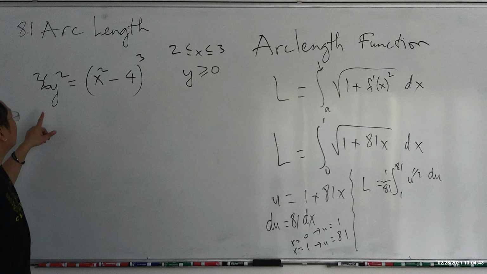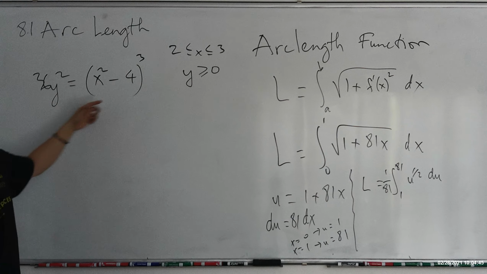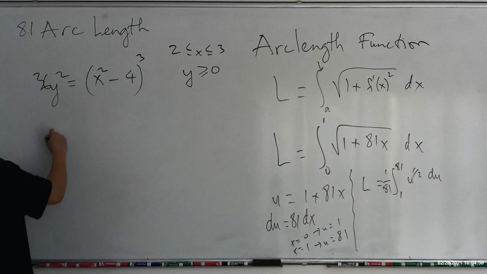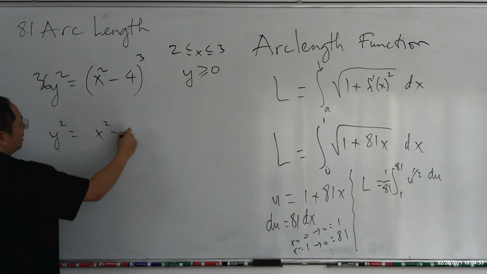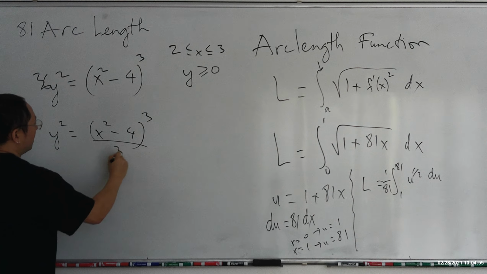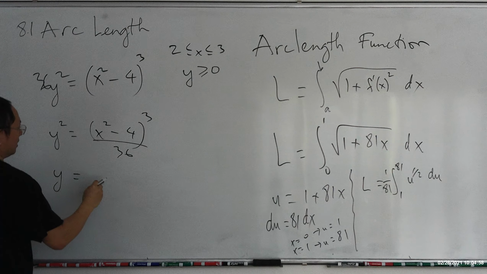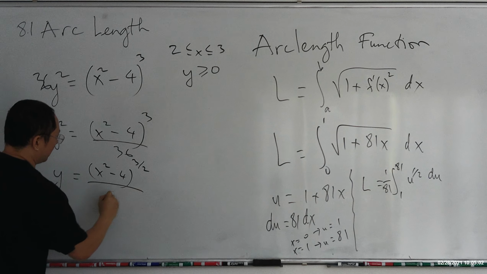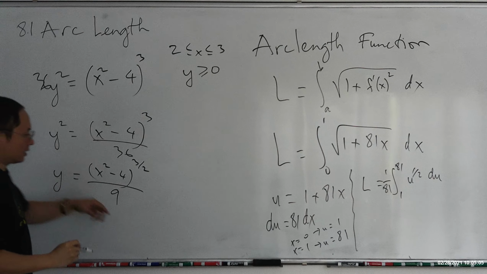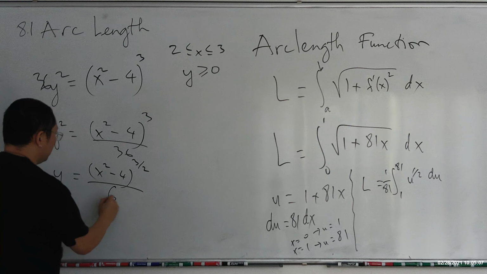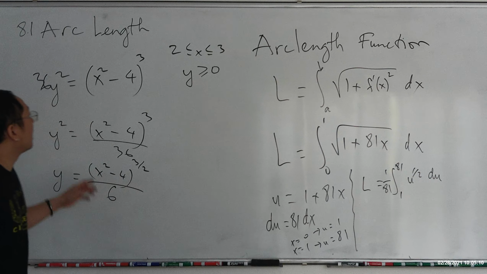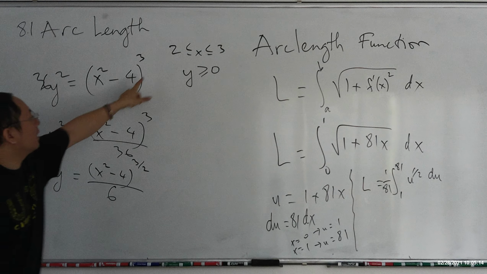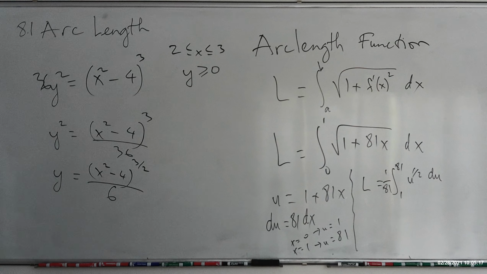And they give you y positive, so you can solve for y as a function, so you don't have two functions, plus or minus, anymore. So y squared is equal to x squared minus 4 cubed divided by 36. Taking the square root on both sides, y is x squared minus 4 raised to the power of 3/2, everything over 6. And they ask you to calculate the arc length of this curve where x runs from 2 to 3, y positive.